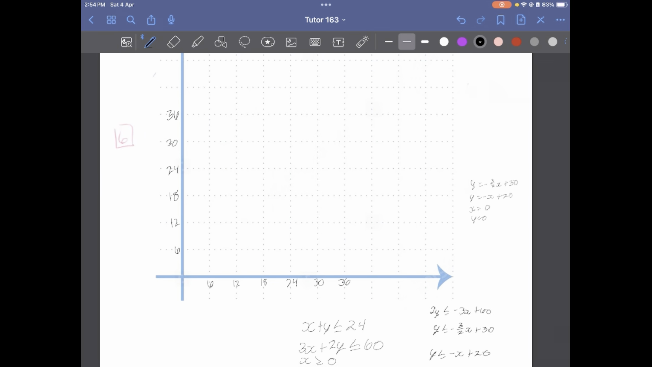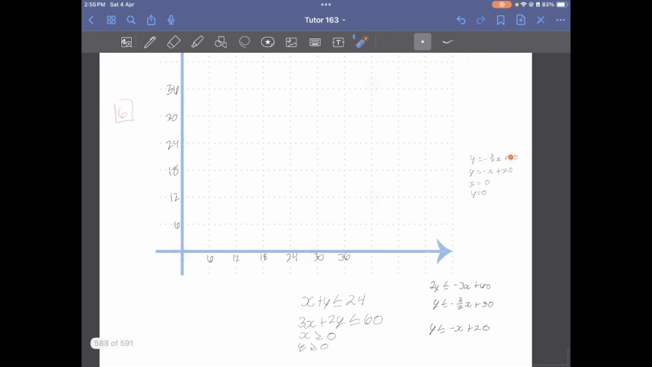So we're going to graph the first equation. Our y-intercept is 30, so we're going to plot at 30. Our slope is negative 3 over 2, so we're going to go down 3, 1, 2, 3, and over 2, 1, 2. Right here. We're going to connect our line. We're going to label it y equals negative 3 over 2 x plus 30, right?